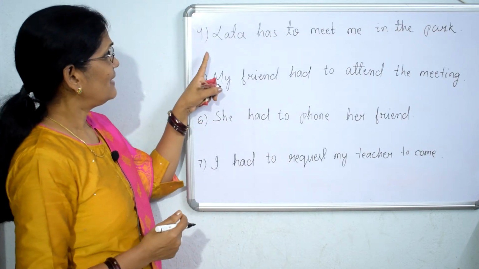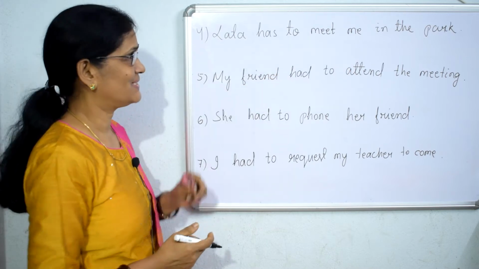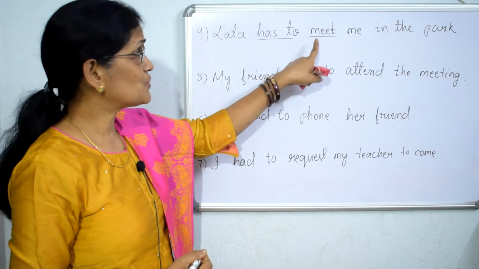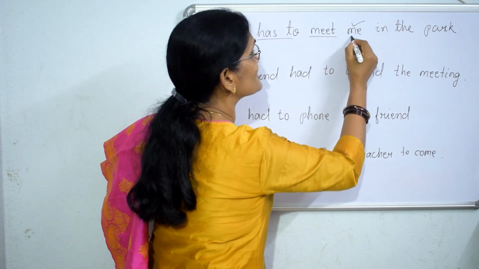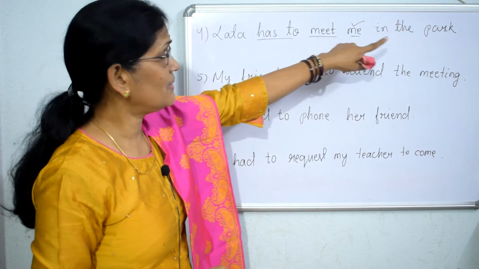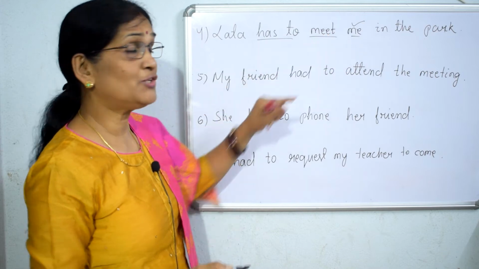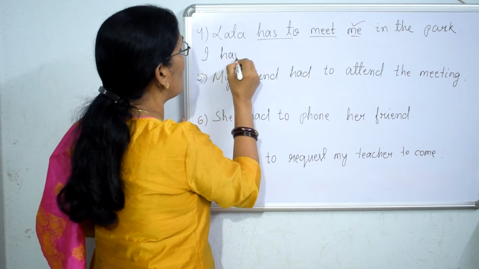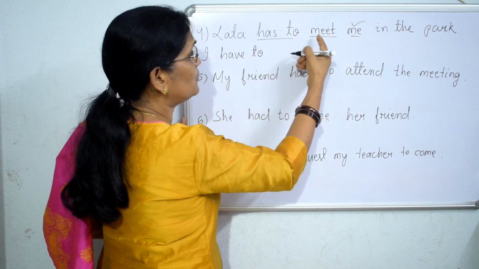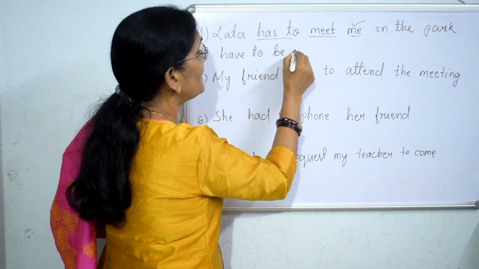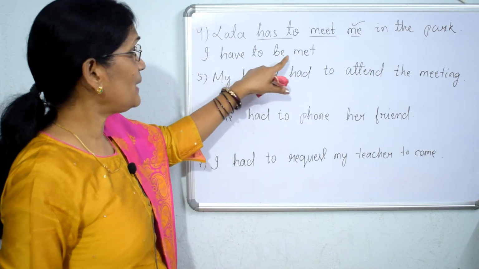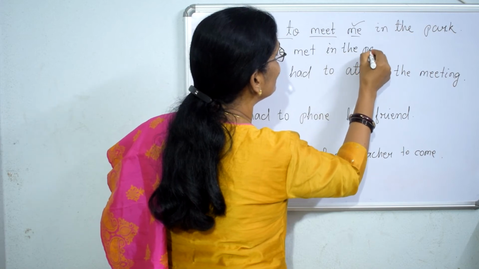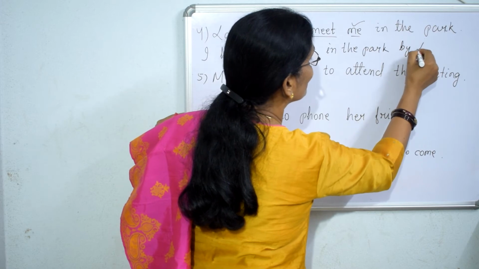Next, Lata has to meet me in the park. Meet is the verb. Meet whom? Meet me. A person comes, so me is the object, and it will be the subject in the passive structure. The subjective form of me is I. I have to be met in the park by Lata.